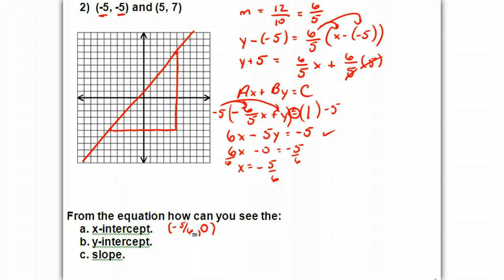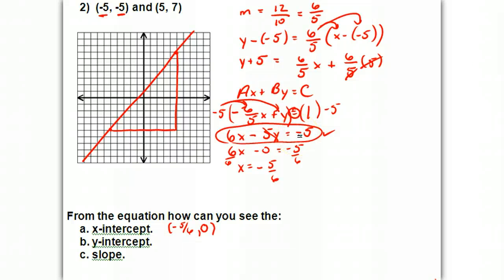-5/6. Okay. The y-intercept. So if I'm really smart about this, my x-intercept is really where the y is 0. So if I look at this equation right here again, if I cover up this term, because I know y is 0, I'm really just trying to solve for x from what's left. 6x is equal to -5.